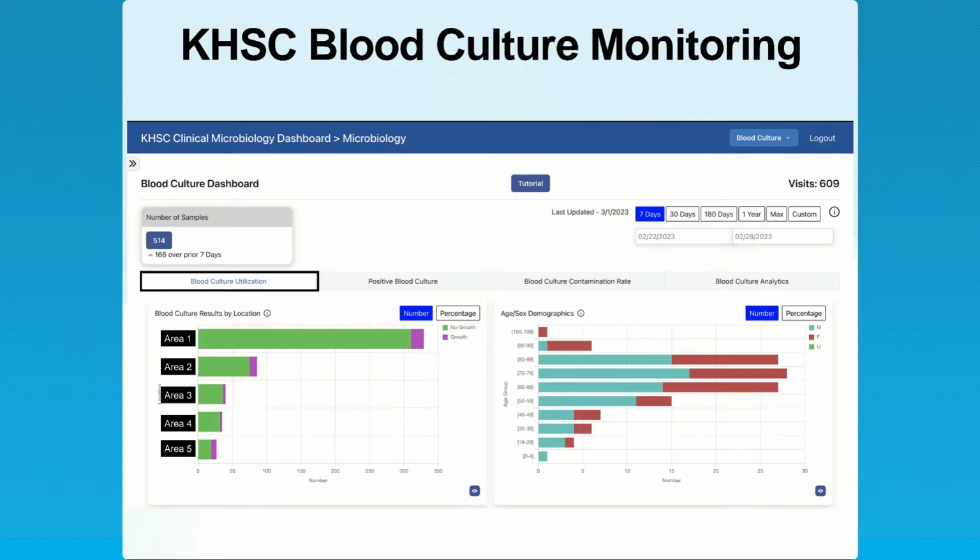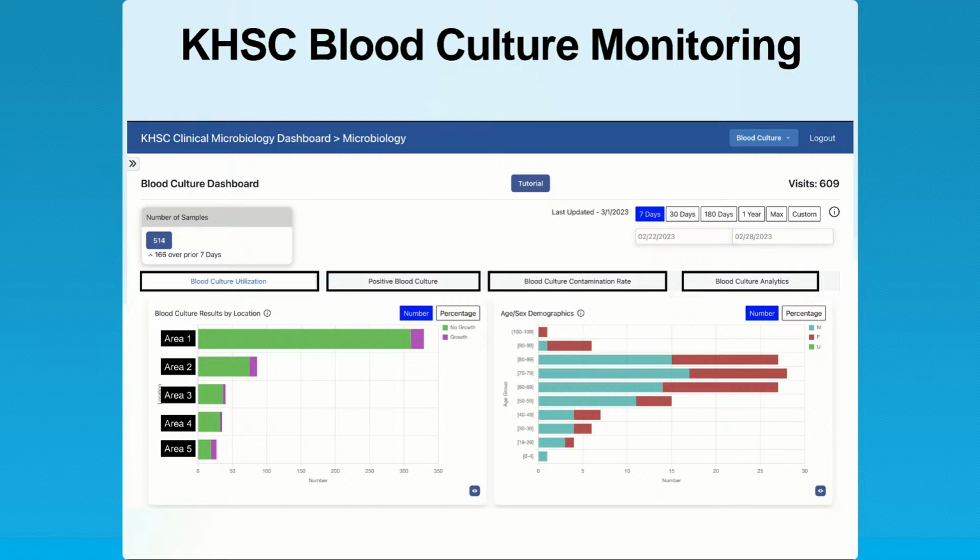So that's our utilization. And then we have these tabs that tell us about positivity. What rates of positivity do you have in what population? All of the areas are different areas of the hospital. So something might be an inpatient floor, something might be general medicine, others might be emerge, others might be a separate hospital. We have about 7 or 8 hospitals on here. And then we, of course, have contamination rates, and then something we call blood culture analytics. And this is our thresholding and evaluating.